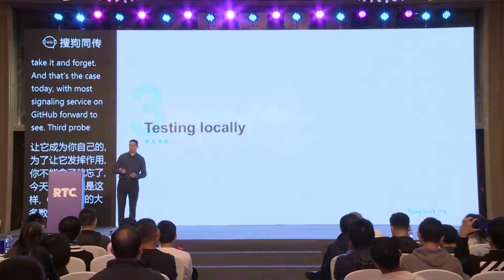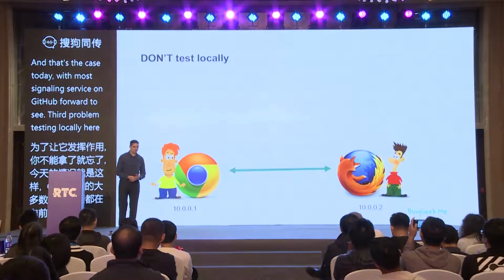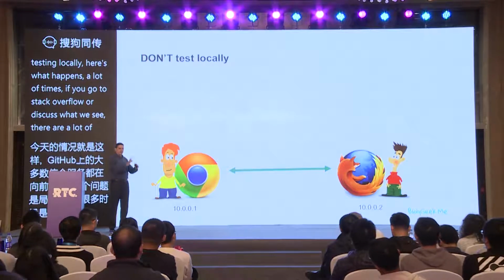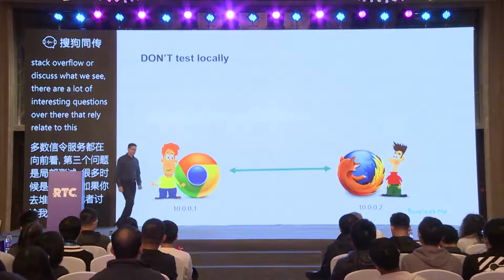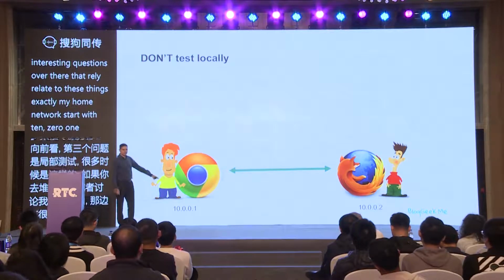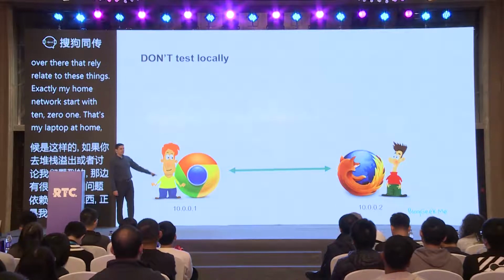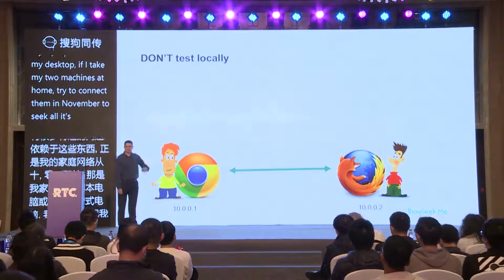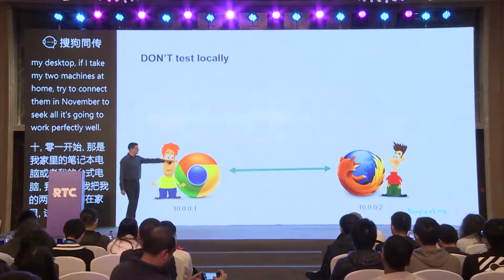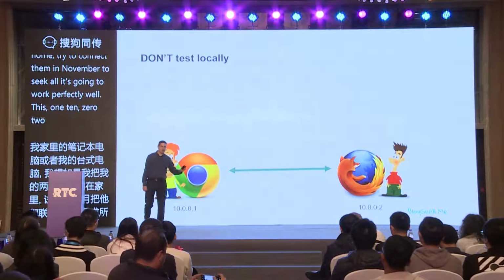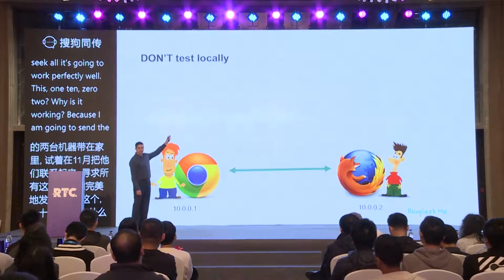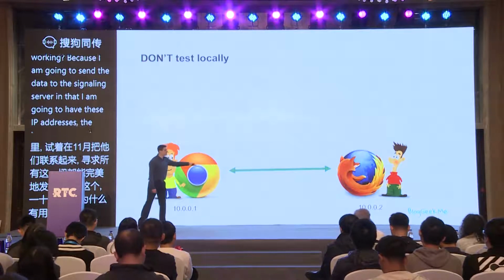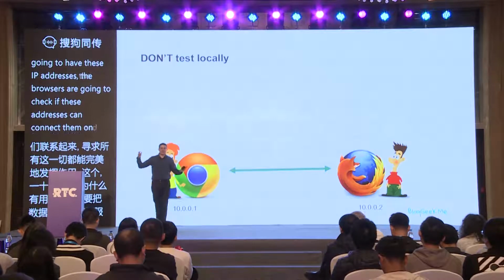Third problem, testing locally. Here's what happens a lot of times. If you go to Stack Overflow or discuss-webrtc, there are a lot of interesting questions over there that relate to this thing exactly. My home network starts with 10.0.0.1. That's my laptop at home, or my desktop, I think. If I take my two machines at home and try to connect them in a WebRTC call, it is going to work perfectly well. This one is 10.0.0.1, that one 10.0.0.2. Why is it working? Because I'm going to send the data to the signaling server. In that, I'm going to have these IP addresses. The browsers are going to check if these addresses can connect them, and miraculously they can because they sit on the local network.